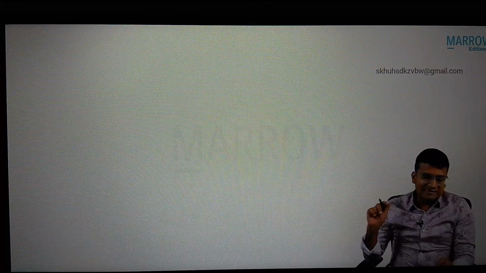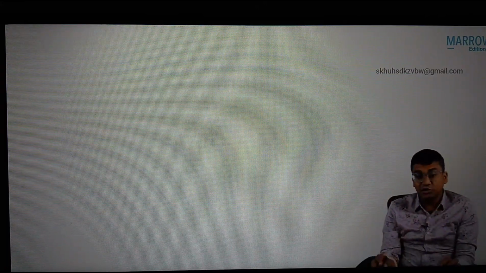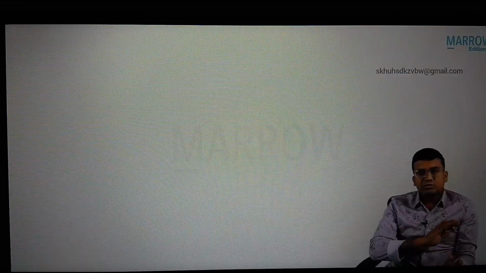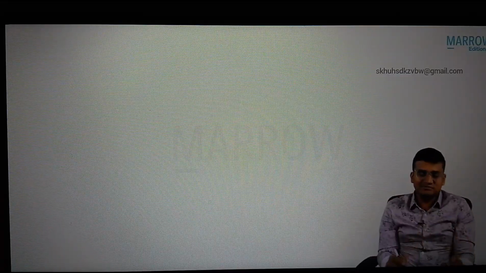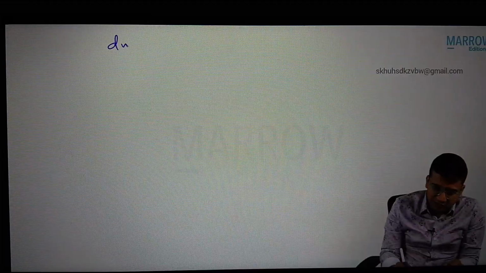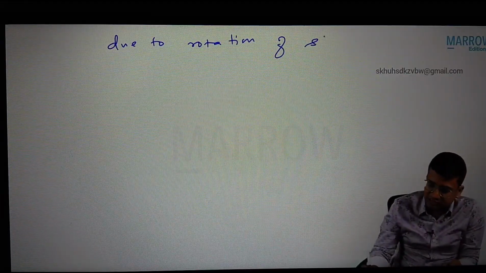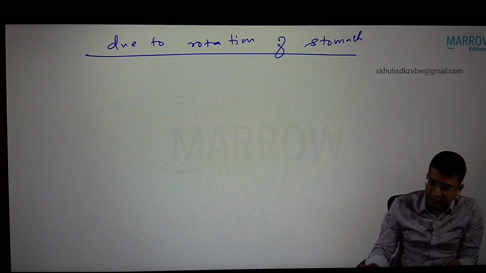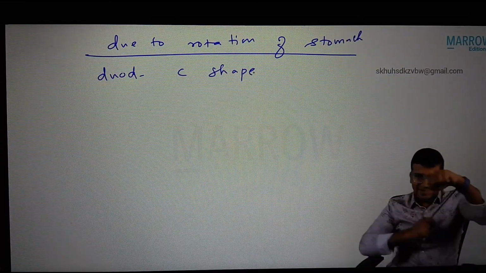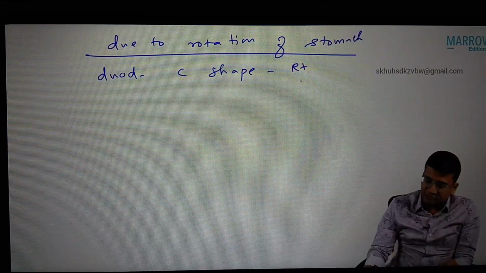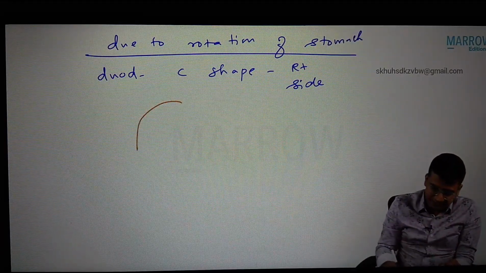Now we're going to discuss the peritoneal fold for the duodenum. Actually, because of rotation of stomach, the duodenum tube comes to right side and becomes a C-shaped loop. Now, due to the rotation of stomach, duodenum becomes C-shape and it comes to right side. Now, this is the duodenum. Okay.